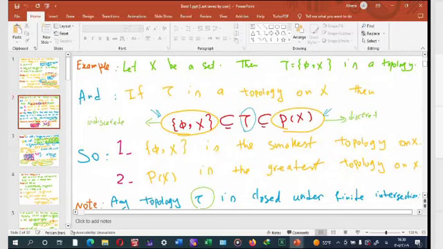It is very clear that any topology lies between these two topologies. These two are the extremes, the indiscrete topology and the discrete topology. So this is the smallest topology on X, and this is the greatest topology on X.